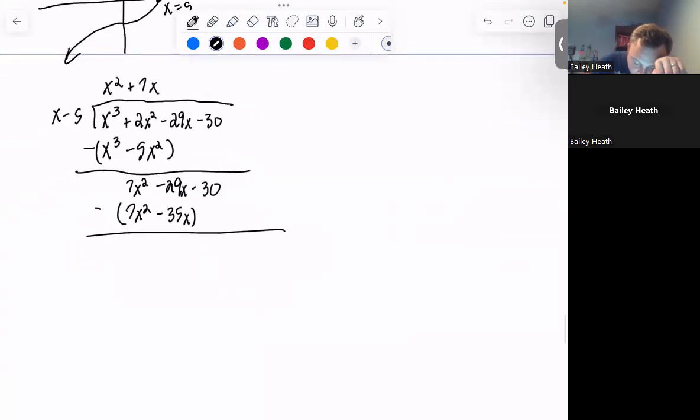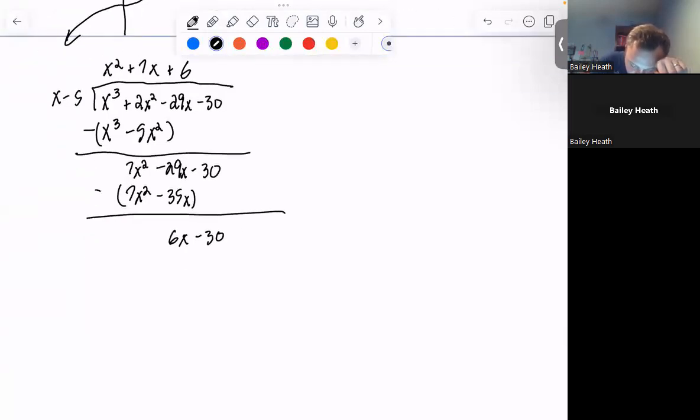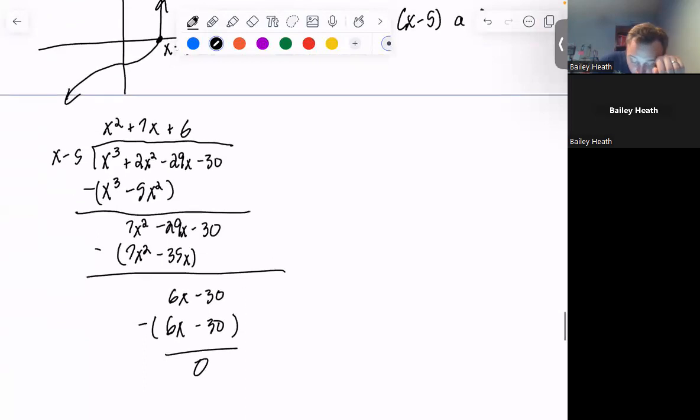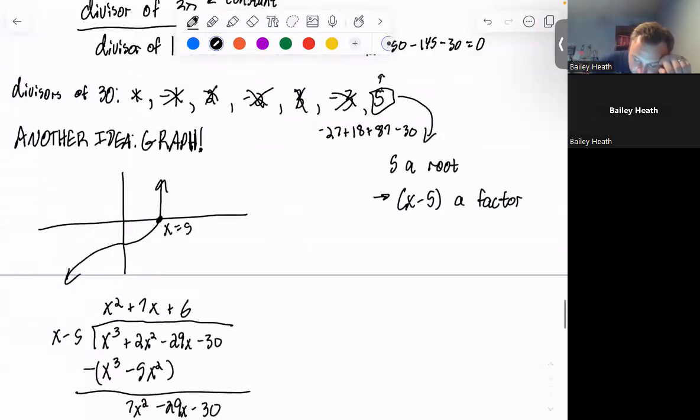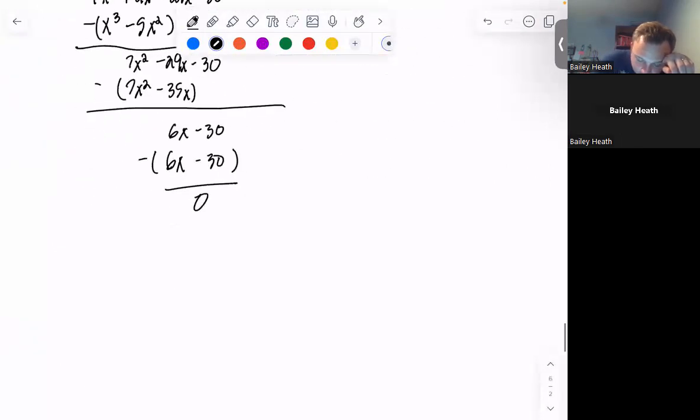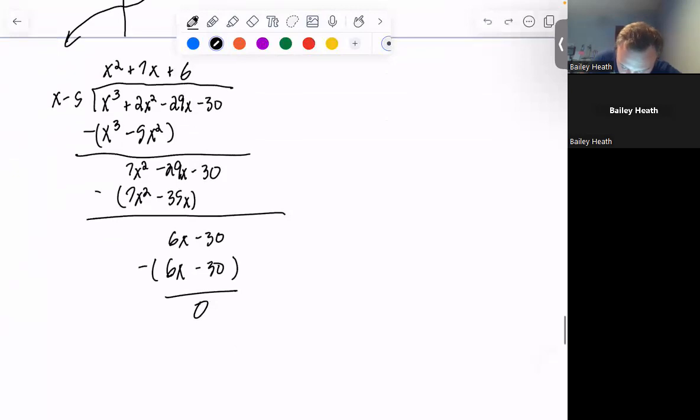And I get 6x minus 30. Write it over here. 6x minus 30. And now plus 6. Okay, so plus 6, and I get 6x minus 30. And what do you know? I get 0. So I get a remainder of 0. So what does this tell me? This tells me that this denominator, x cubed plus 2x squared minus 29x minus 30, is equal to x minus 5 times x squared plus 7x plus 6.